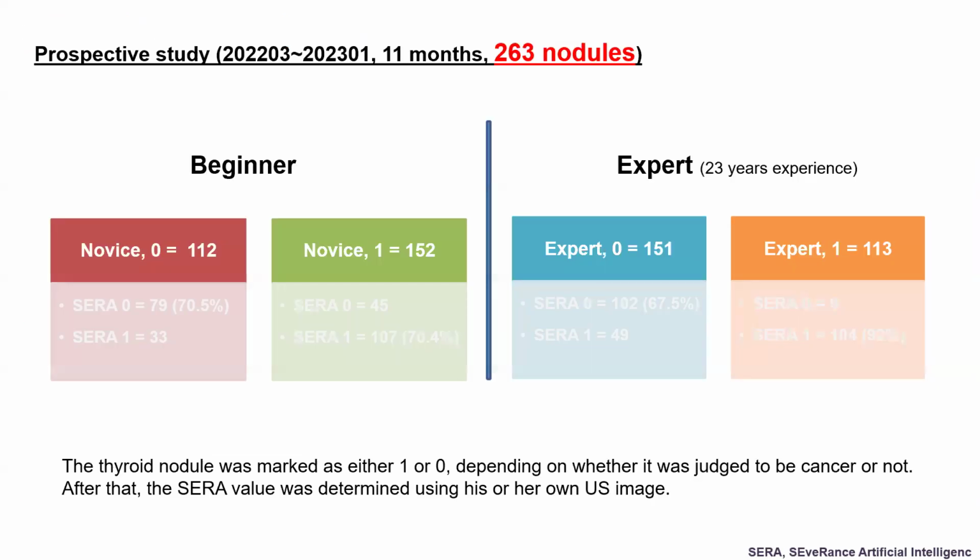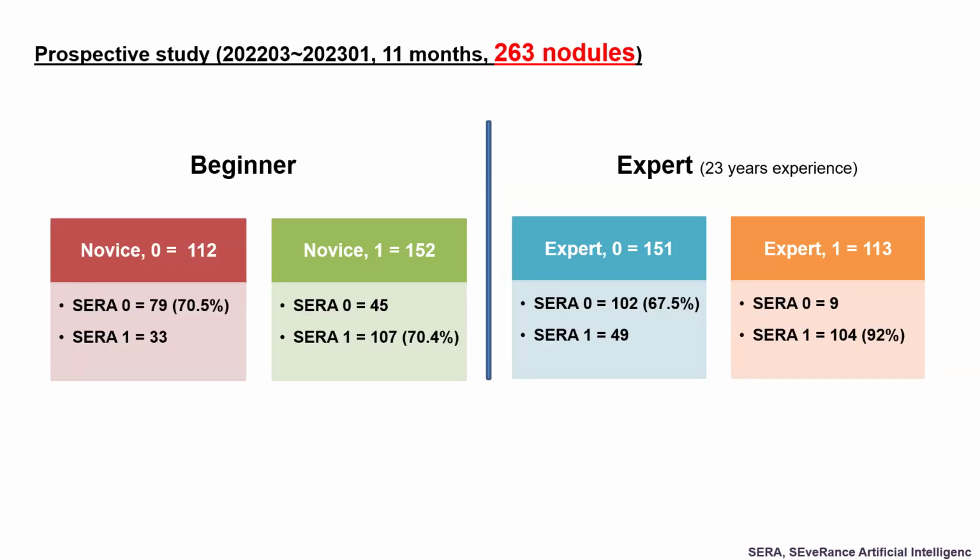To find out the usefulness of AI tools by doing ultrasound on each of the same nodules, we did a prospective study by doctors with different experiences. Following a real-time ultrasound, the thyroid nodule was marked as either 1 or 0, depending on whether it was judged to be cancer or not. After that, the SERA value was determined using his or her own ultrasound image. After confirming the SERA value, the final evaluation of the nodule was done.